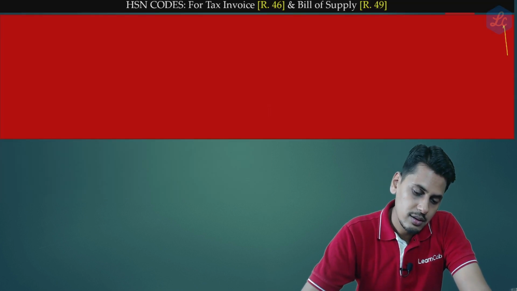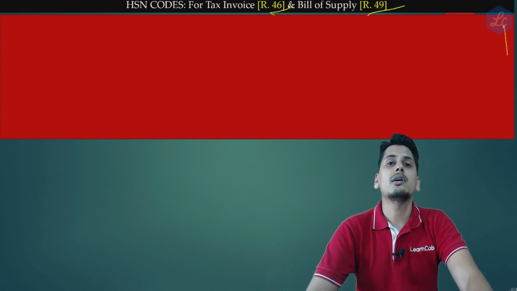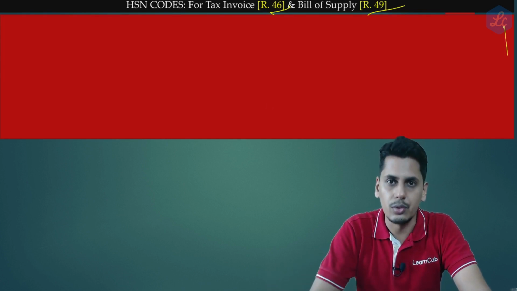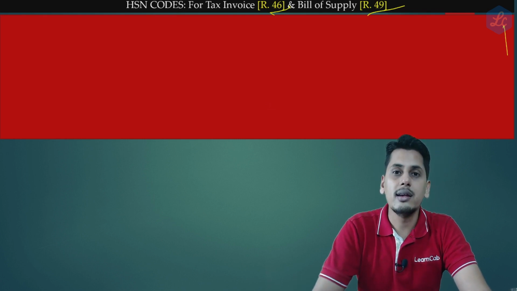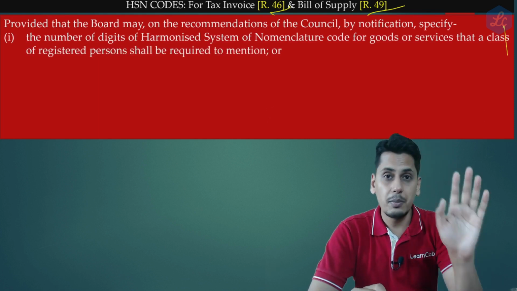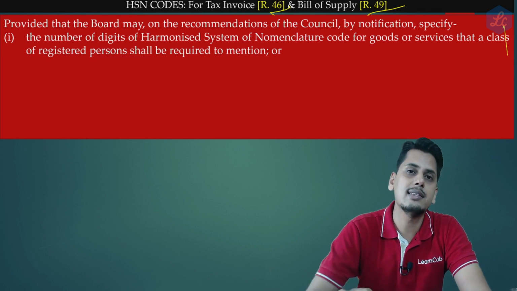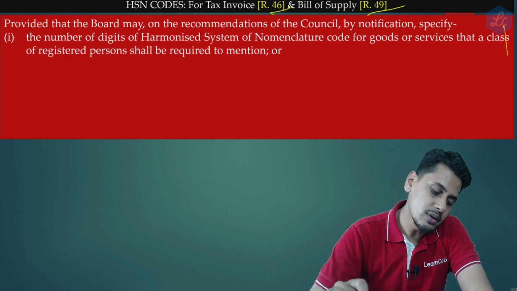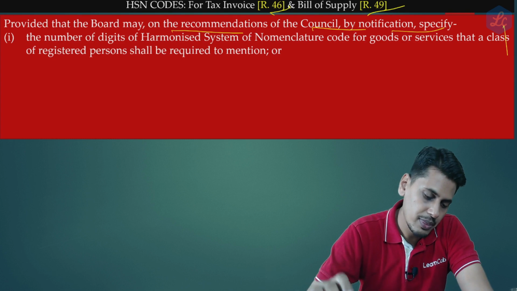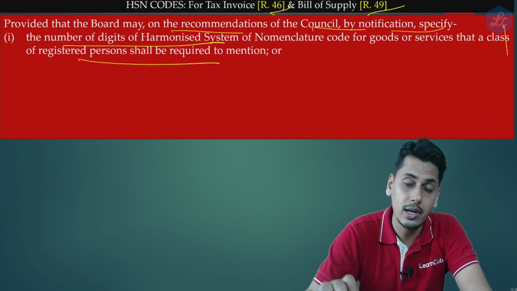Now friends, there is an amendment, Rule 46 and Rule 49, which speak about the HSN codes. The provisos have been amended and a notification has been issued. Let's have a look at the proviso and parallelly, let's also have a look at the notification. The basic contents tell that HSN code is required to be mentioned. Now the proviso tells that, both for tax invoice as well as bill of supply, provided that the board may, on the recommendations of the council, by notification specify the number of digits of HSN for goods or services that a class of registered person shall be required to mention.